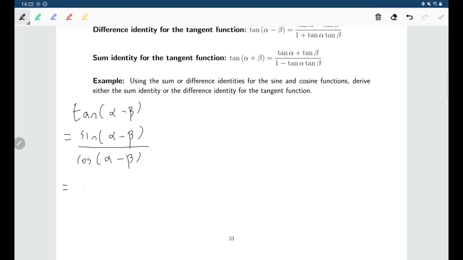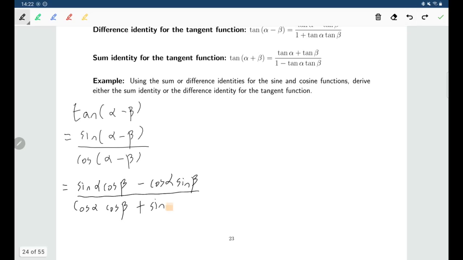Sine of alpha minus beta, that's sine alpha cos beta minus cos alpha sine beta. And then we've got in the denominator cosine of alpha minus beta. That's cos alpha cos beta plus sine alpha sine beta.